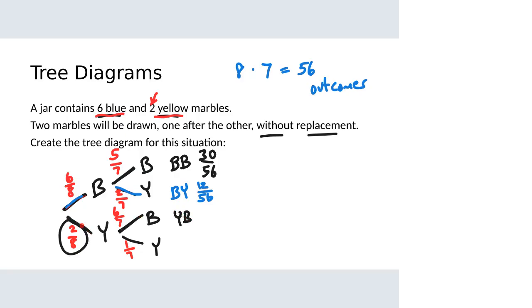So we're going to multiply the probabilities along that path. 2/8 times 6/7. And 2 times 6 in the numerator is 12. 8 times 7 is 56. And then finally, we'll have yellow followed by yellow. 2 times 1 is 2. 8 times 7 is 56.